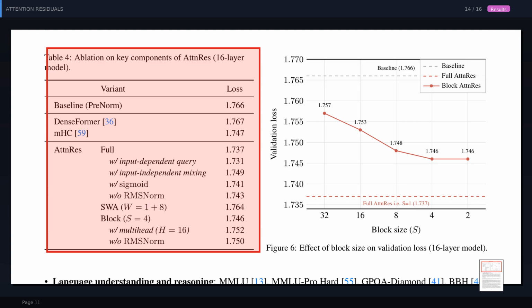This is an important ablation study validating the design choices of AttnRes. This table shows the impact of removing or modifying key components, such as input-dependent query or mixing. The results indicate that each component contributes to the overall performance, with the full AttnRes achieving the best validation loss. This confirms the necessity and effectiveness of the proposed mechanisms.